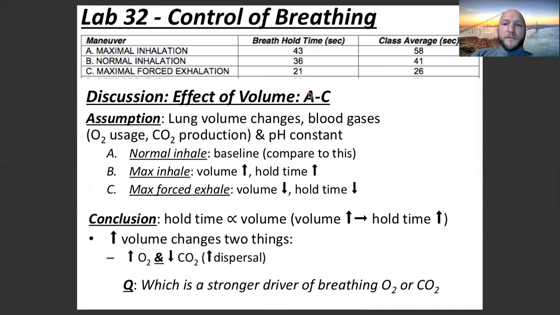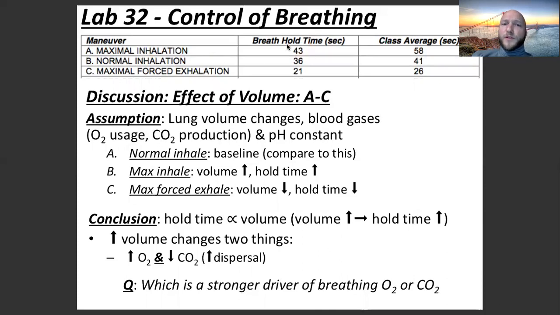All right, so usually students have a pretty good idea of A, B, C, and D, and the effects of how much air you have in your lungs on how long you can hold your breath. So the effects of air volume is what we're seeing from A to C. That's the difference in these three different trials, how much air you have in your lungs when you start to hold your breath.